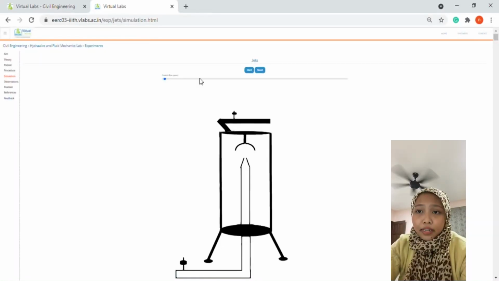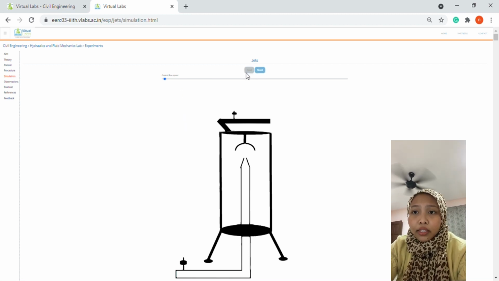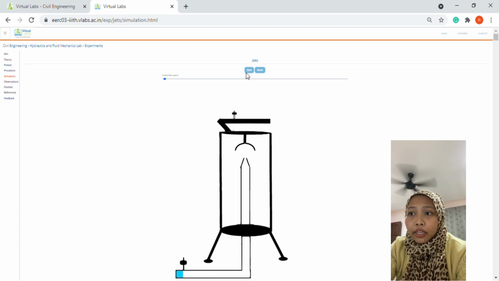19F1043. Okay, today I will explain the simulation for the water jet. First, click or tap on the start button to start the experiment. Second, the water shall flow through the pipe. The level in the jet shall start rising.